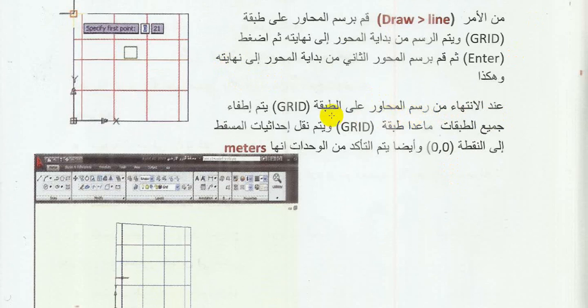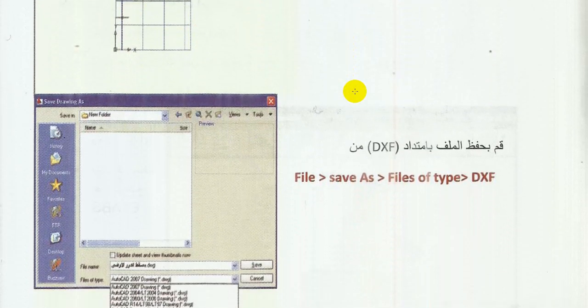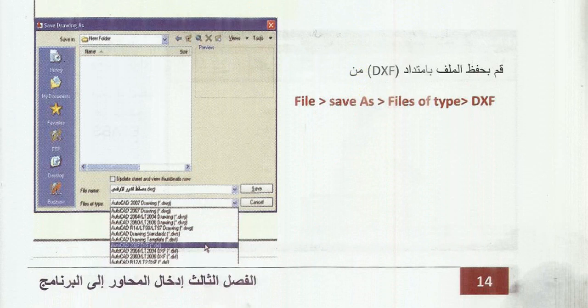When you are drawing axes on the grid layer, all the layers except the grid layer will be turned off, and the coordinates of the map will be transferred to the point 0,0, and make sure the units are meters. As we just visualized right here in front of you, then save the file with the extension DXF, from the File menu, Save As, file type DXF.